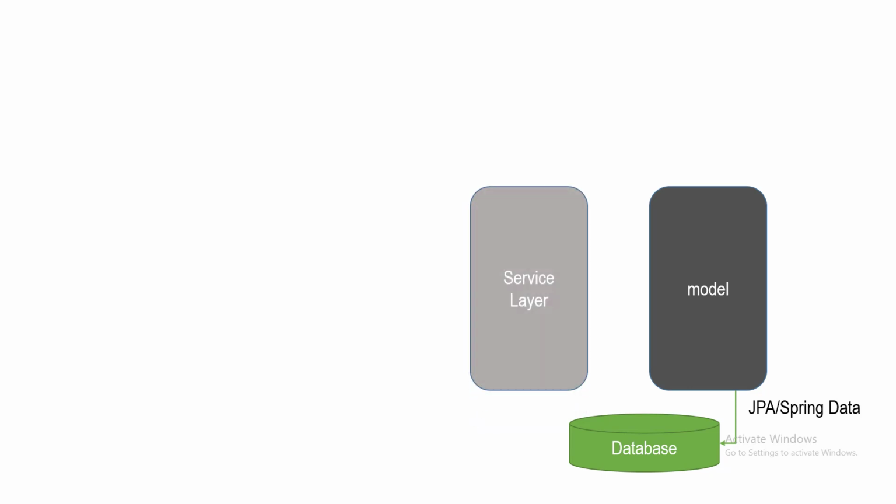Now let's understand the Spring Boot architecture for this process. First, we are going to create a model class which is mapped with a database table. We are going to use JPA annotations for the creation of the model class. After that, we are going to create a service layer. The service layer contains the logic for the insertion of data, deletion of data, or updation of data.